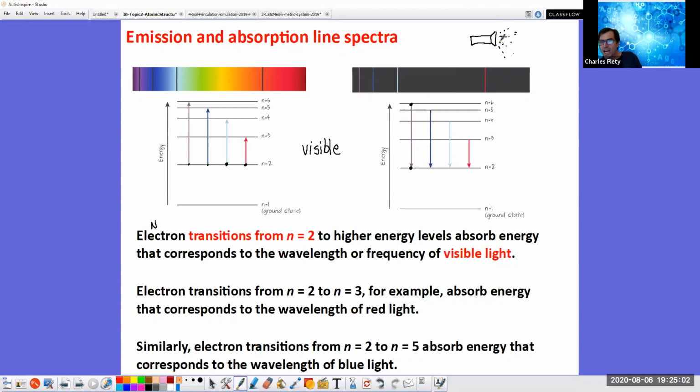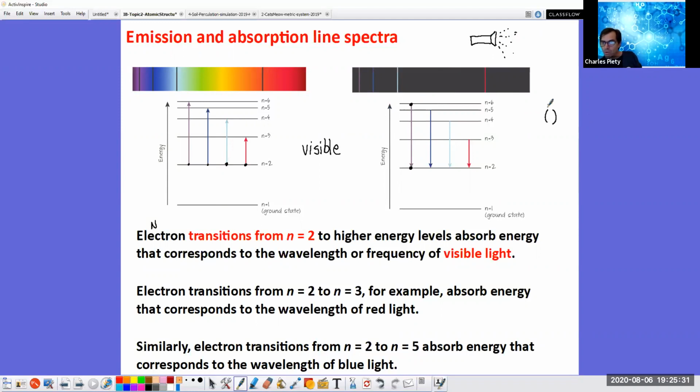When we shined visible light on an atom, it's going to push up electrons that are in the second energy level, not the first, not the third. Likewise, when we turn the flashlight off and those electrons lose their energy, they're going to fall back down to the second energy level and they're going to glow.